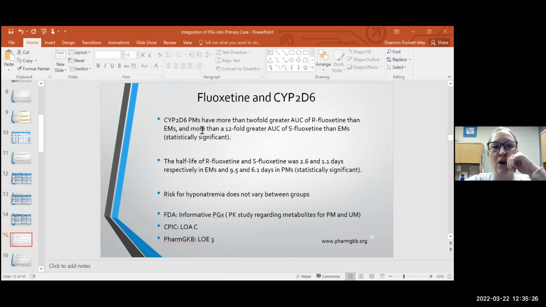For poor metabolizers, the FDA labeling just informs you of what they found in the pharmacogenetic studies, which is just in vitro, or a single patient taking a single dose of fluoxetine and then measuring their associated serum level. They have a 12-fold greater AUC of the S enantiomer than normal metabolizers. But when we look at clinical outcomes, it doesn't tell us that we should reduce the dose.